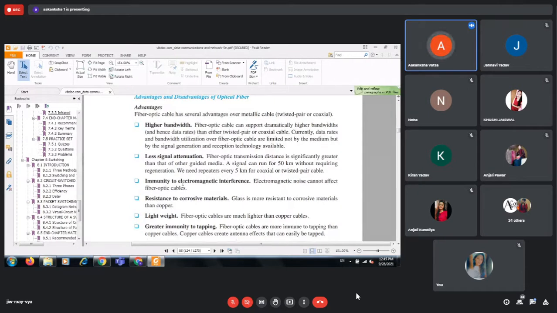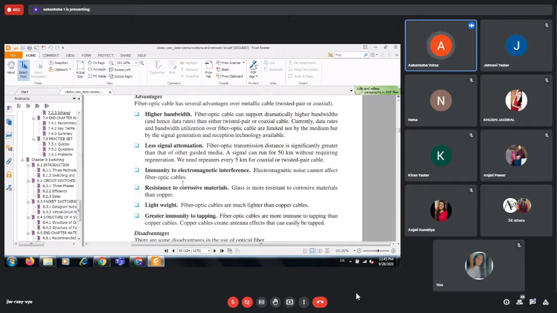Then lightweight. You must have seen cable networks and coaxial cable. It is very heavy because it carries a high amount of copper and a very thick outer plastic covering. So it becomes very heavy due to the copper metal and the plastic covering outside. But optical fiber cables are very light in weight. Then greater immunity to tapping. There is very great immunity to tapping.